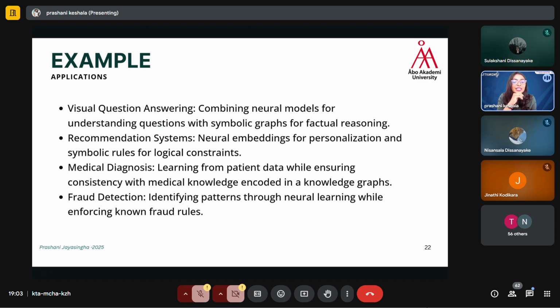Then you have recommendation systems, with neural embeddings for personalization and symbolic rules for logical constraints. And medical diagnosis, which is really important, I believe, because my research is in healthcare and robotics. In medical diagnosis, I hope that you don't 100% listen to GPT if you ask it, I'm sick, I'm having a fever, what should I take? And it's going to say, take Panadol or something.